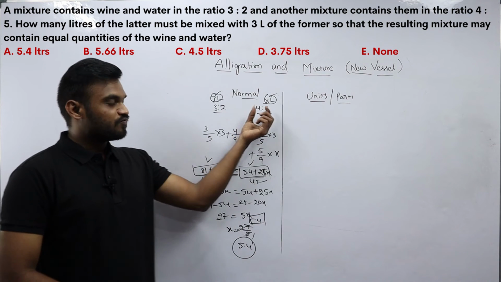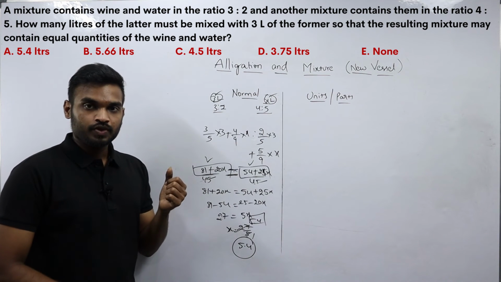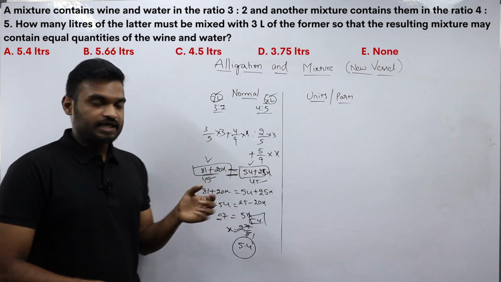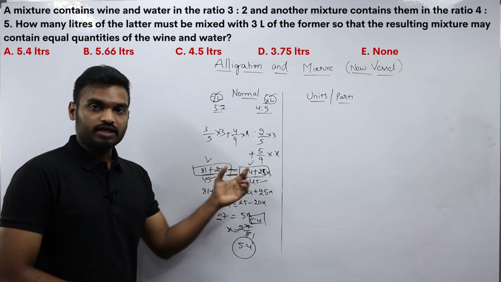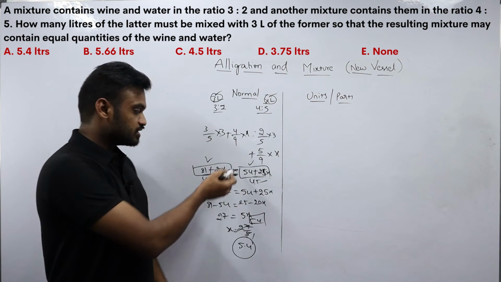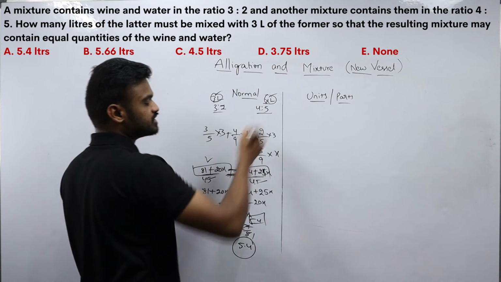Okay, so 5.4 liters of the second vessel need to be mixed with 3 liters of the first vessel. The answer is 5.4. Here the simple logic is they are saying the quantities of wine and water are equal, so we are simply equating both ratios. That's it. Now let's solve the same problem using the units or parts method.